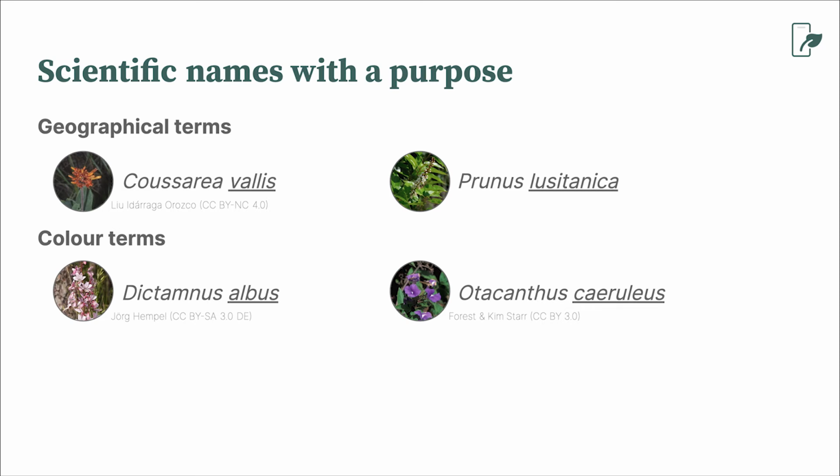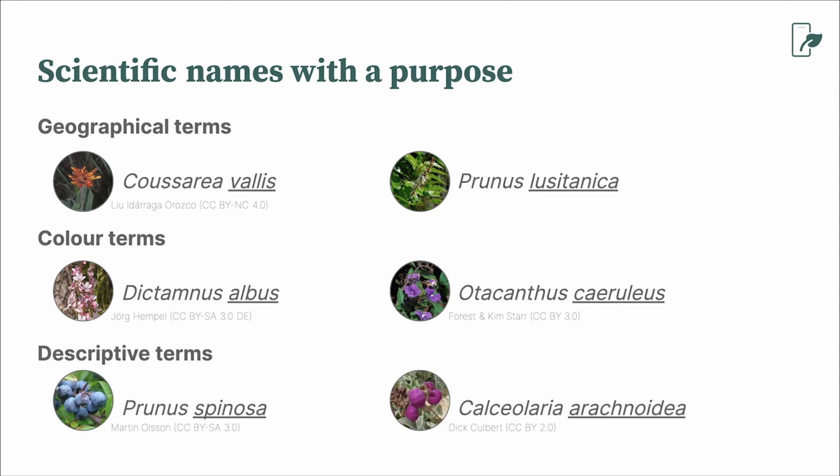It might also be related to color. So albus means white. You can see that the flowers are white, and caeruleus, which means blue in this case. Or it could also be descriptive. For example, Prunus spinosa has these really large thorns, blackthorn, which some of you may know it.